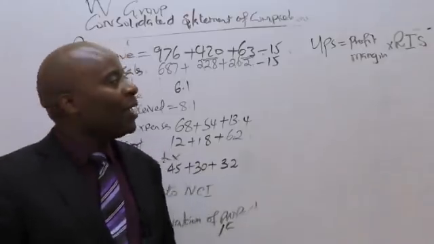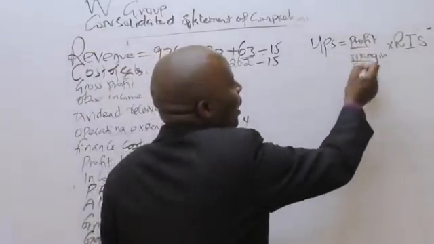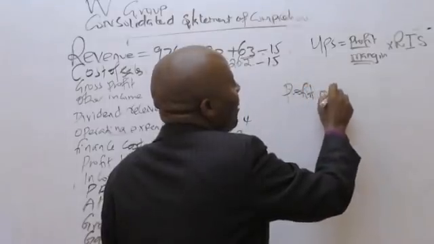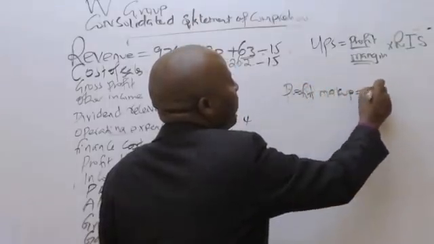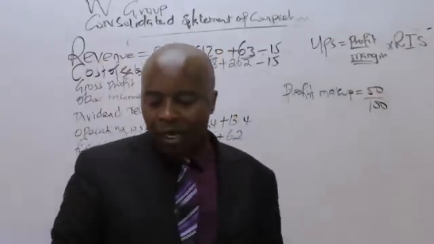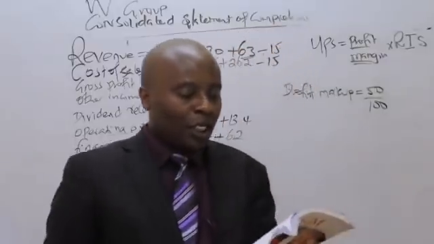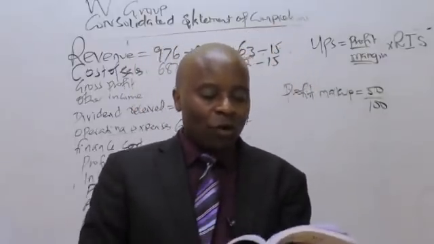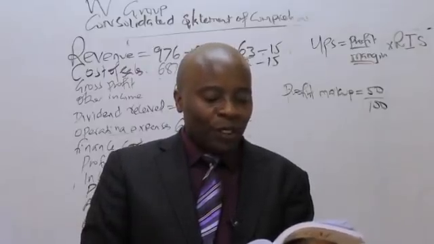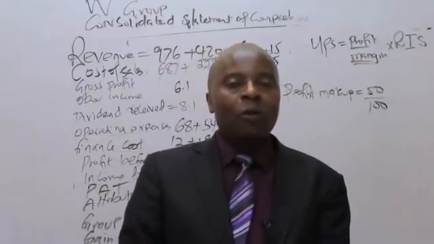These guys, instead of giving me profit margin, have given me profit markup, and they have told me that the profit markup is 50 over 100. If you read note number 4, they've told me here that these goods were sold by W Limited at a markup of 50%.